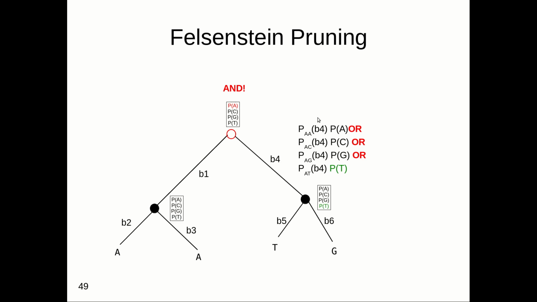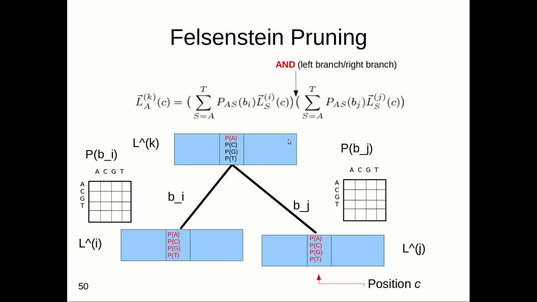So here we do the same exercise again. Well, how could I end up with an A using the conditional likelihood vector from the right side? If I was in a state A here, I need to transition from A to A along branch 4, or if I was in state C here, I need to transition from C to A along this branch here, etc., etc. And this basically is the Felsenstein pruning algorithm, right?